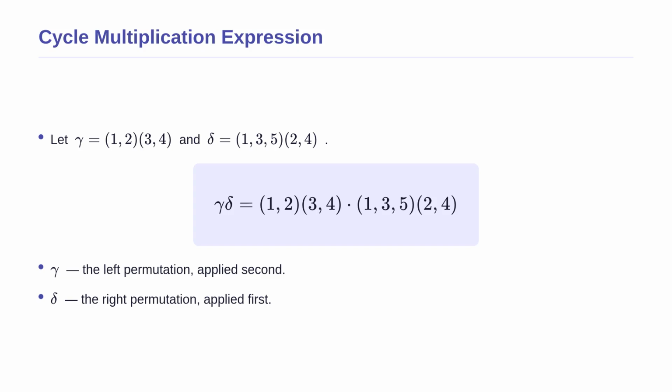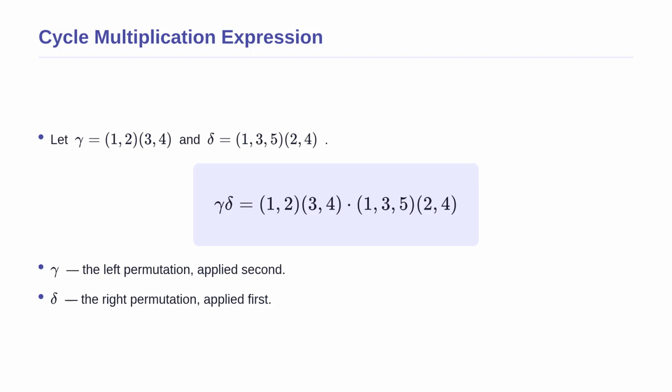Let us define 2 permutations. Gamma is the permutation (1, 2) times (3, 4). Delta is the permutation (1, 3, 5) times (2, 4). We want to calculate their product, gamma delta. Conceptually, this means we are applying the rearrangement delta first and then applying the rearrangement gamma to the result.